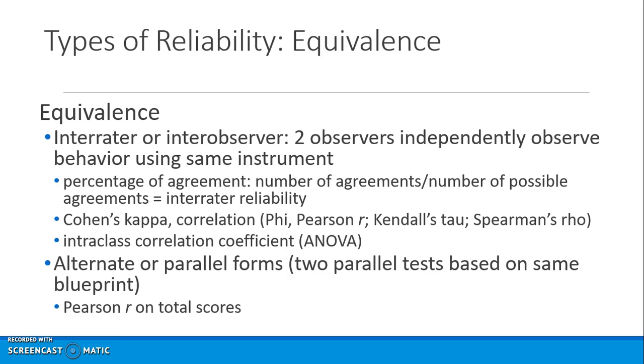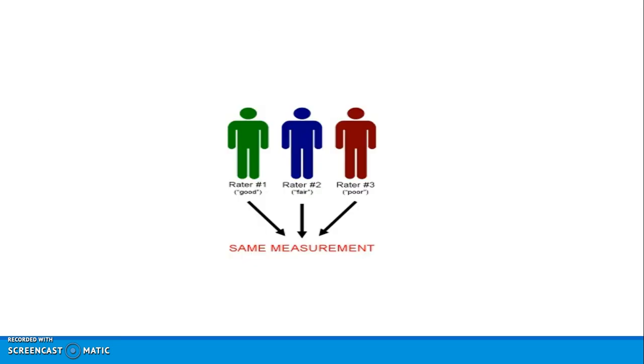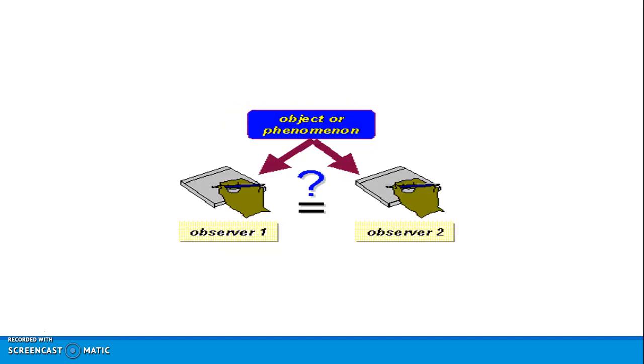Or you can create some alternate versions of the instrument and calculate parallel reliability, which is another type of equivalence, and calculate Pearson R on total scores if you treat the data like interval level data. Here's an example of 3 raters looking at inter-rater reliability as they observe the behaviors generated by the checklist on caring, for example.